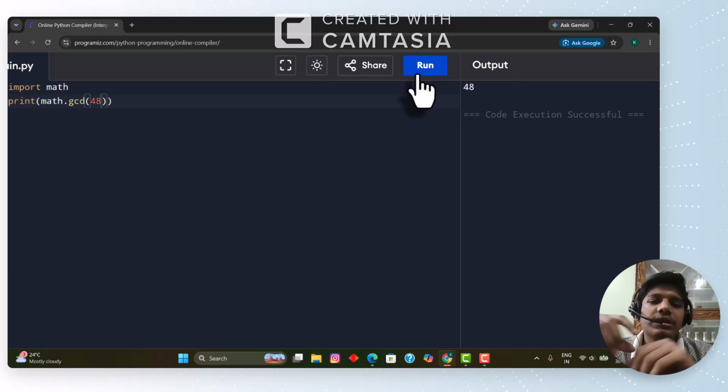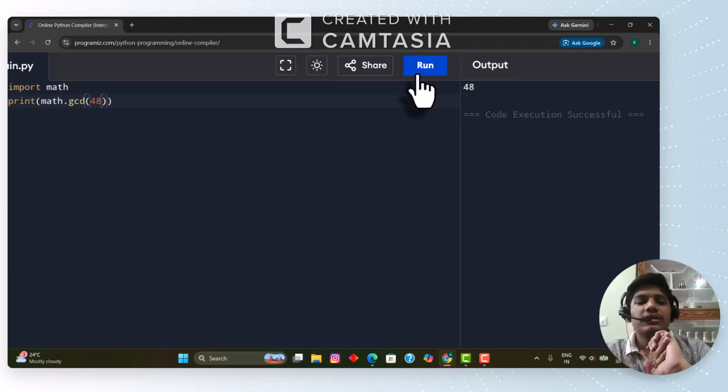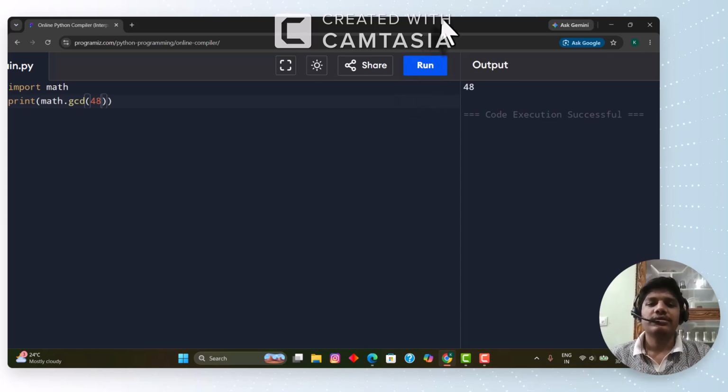In some cases there is 1 also, but 1 is a common divisor for everything, but it is not the greatest common divisor. Some of the numbers have greater common divisors. It depends on the numbers which we entered. So this is just a basic example.